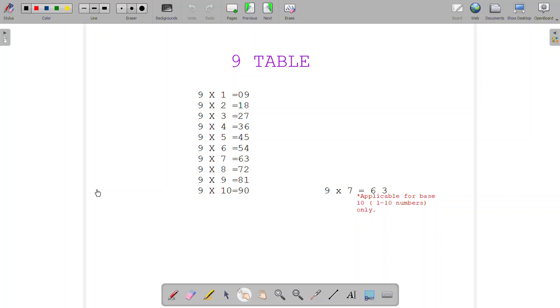As we have seen, the method we have learned is applicable only for the numbers 1 to 10 when they are multiplied with 9. To write the 9 table from 9 times 11 to 9 times 20, we will now learn a trick which we can use to write the table, and the same trick will be used for any number after this, like 21 to 30 or 31 to 40, whatever number we wish to take.